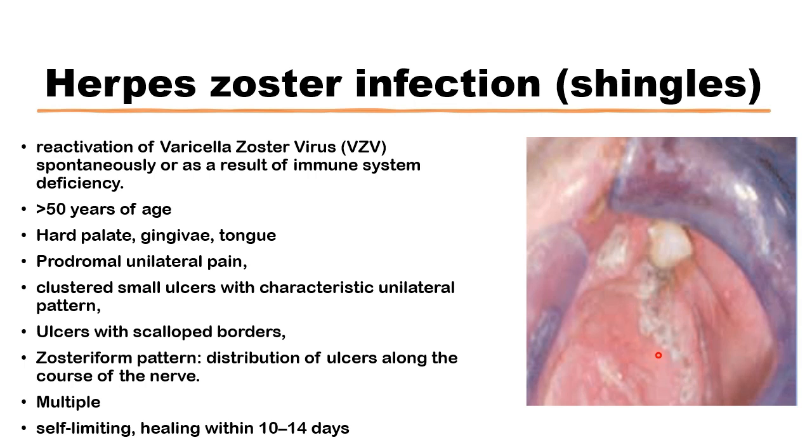The vesicles form first along the course of a nerve, in this case along the greater palatine nerve. They readily rupture to cause small ulcers that may coalesce to form larger scalloped-edge unilateral ulcers. This is the main distinguishing feature, that they are unilateral. They are self-limiting and they heal within less than 2 weeks.